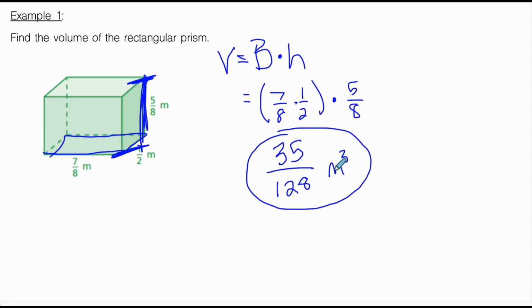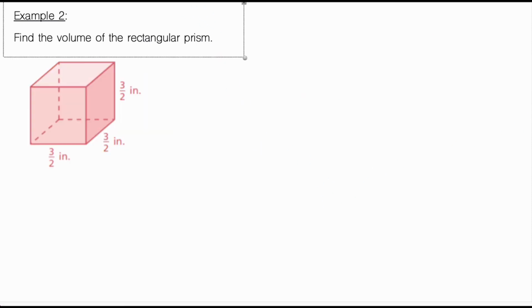Well, what did we multiply here? 7/8 meters times 1/2 meters times 5/8 meters. Altogether, we multiplied this by meter times meter times meter, meters cubed. That's why it's meters to the third power as the label, because we've multiplied this by 3 different dimensions, length and width and height. 3 dimensions got multiplied together, meters cubed. Fun fact.